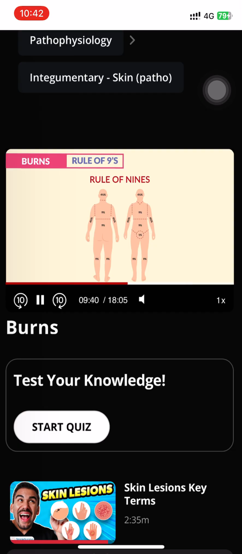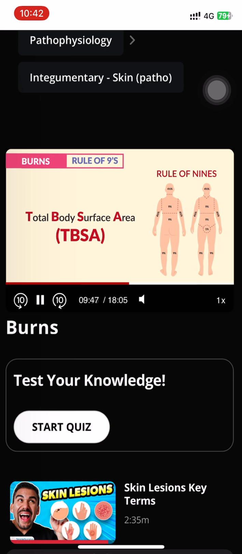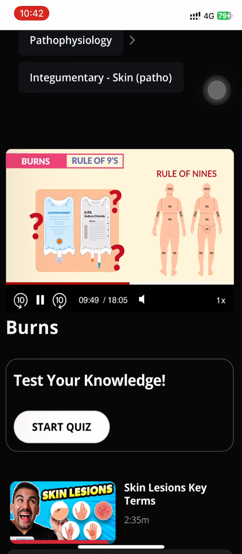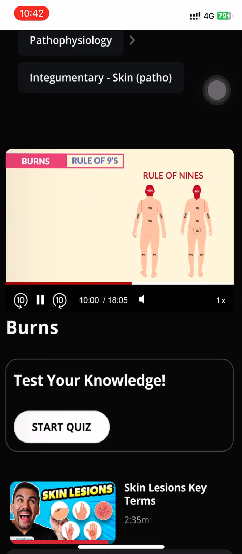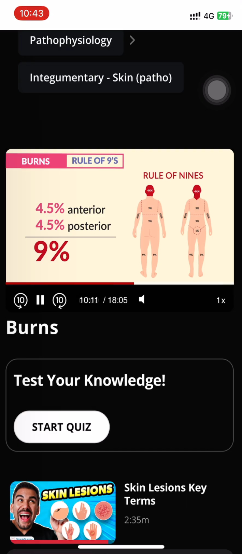Okay, now as you can see, the rule of nines is used to quickly estimate the percentage of the body affected by a burn. This is called total body surface area, and it's used to calculate the exact necessary fluid resuscitation that is needed and required level of care for the client. So for example, the head and the neck are 9% total, 4.5% for the front and 4.5% for the back, aka anterior for the front and posterior for the back.